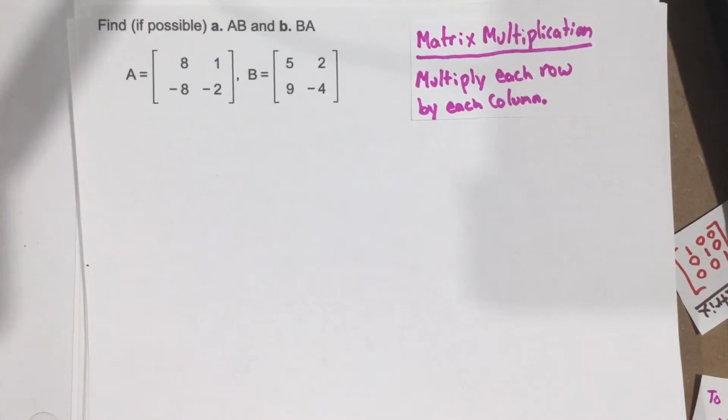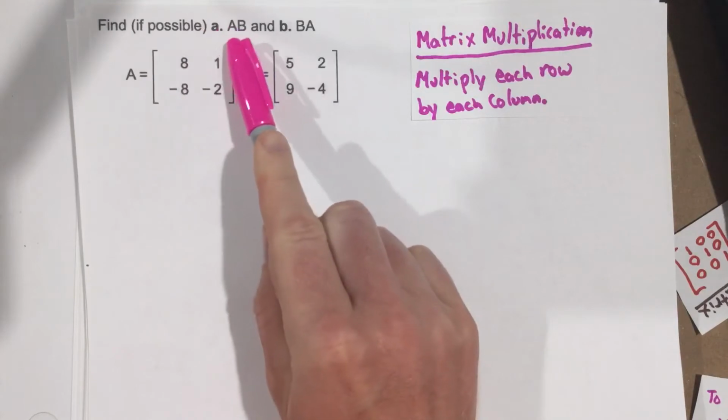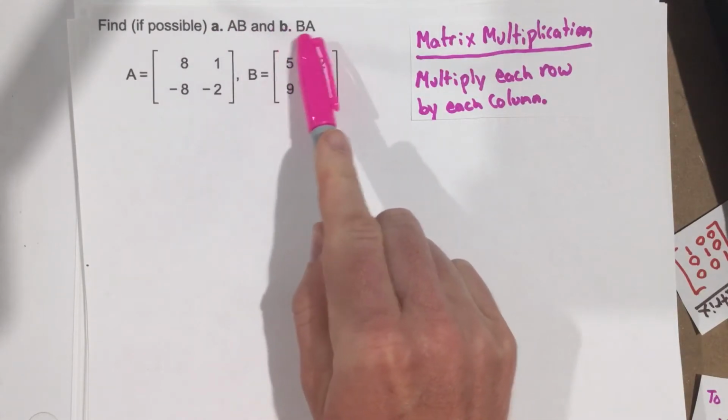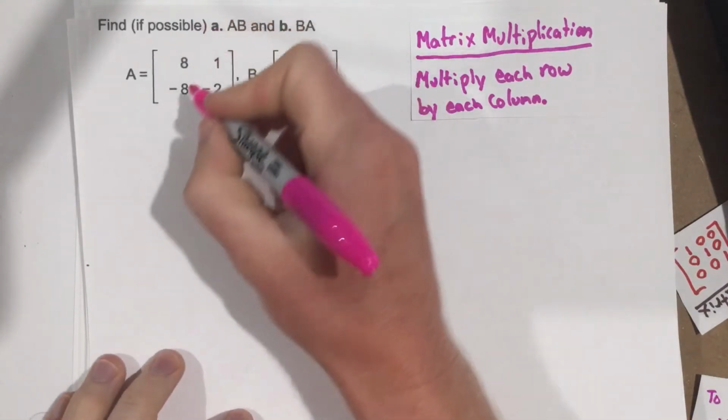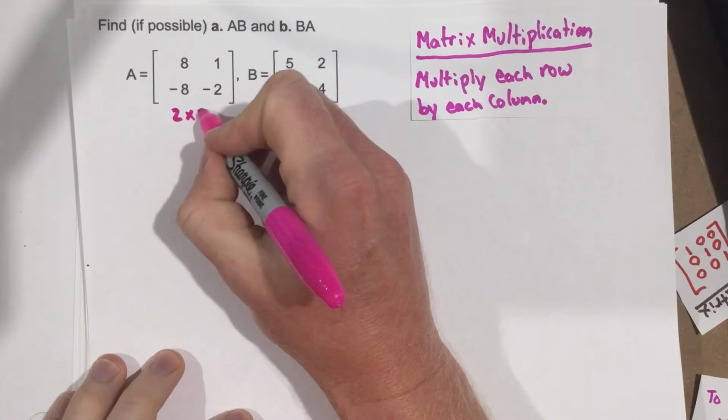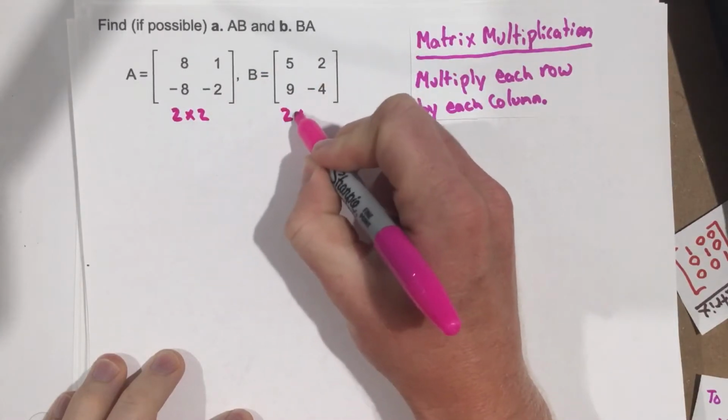This is problem number 4 from section 9.5. It says find, if possible, A times B and B times A. Now, these two matrices have dimensions of 2 by 2 for this one, and this one is also 2 by 2.